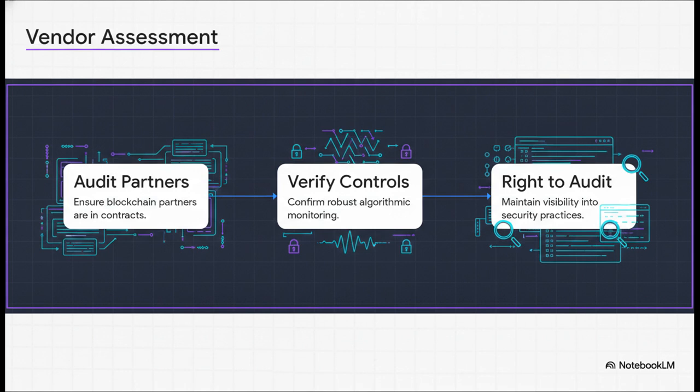2, verify their controls. Do they actually have robust monitoring to tell you if a cryptographic algorithm gets compromised? And 3, enforce a right to audit clause. Even on a public chain where auditing is tough, you have to maintain visibility into your provider's security practices.